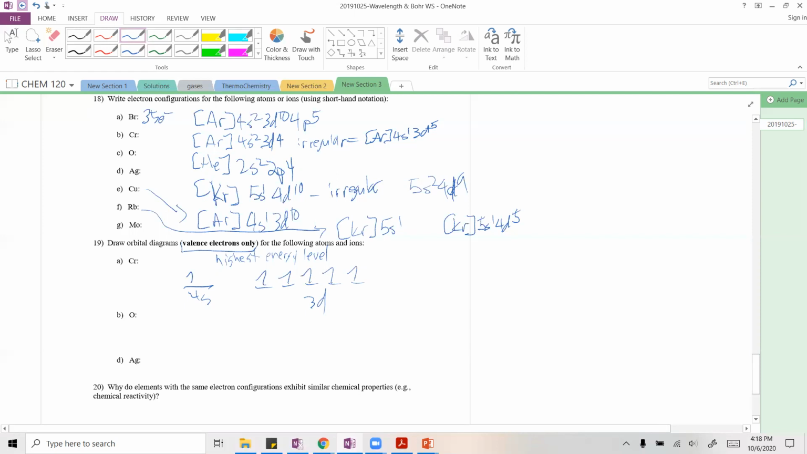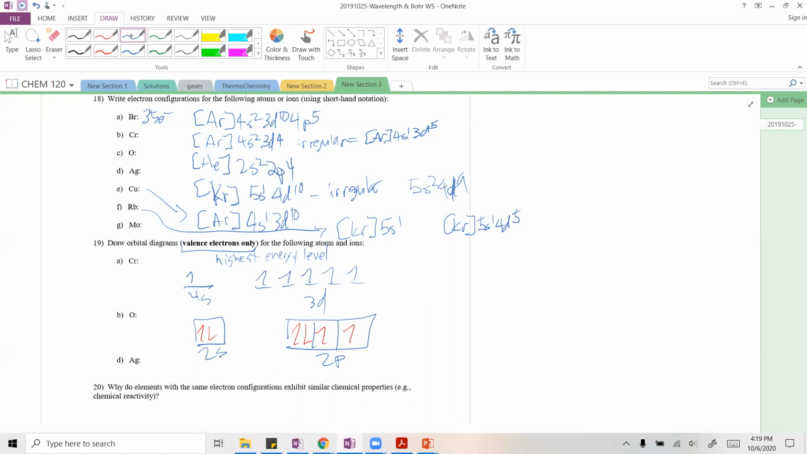Oxygen, on the other hand, is 2s2, 2p4, so we should have our 2s and our 2p. And remember, p has 3 orbitals, s has 1. So you can either do the boxes or the lines. I generally prefer the boxes. I find that nicer, but it's up to you. And so for our 2s, we should have 2 electrons in there, 2p4, 1, 2, 3, 4. So just one of them should be doubled up.